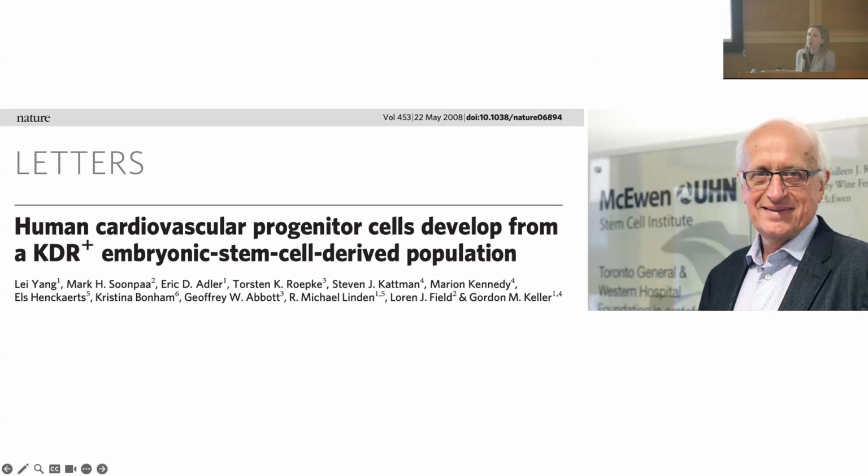And to do that, we had to develop protocols to try to actually do that with some efficiency. And for cardiomyocytes, that was really led by the work of Dr. Gordon Keller, who's still at UHN. And when I say led by him, I mean people all over the world were and are still using his protocols to differentiate stem cells, both iPS and embryonic stem cells, to cardiomyocytes.